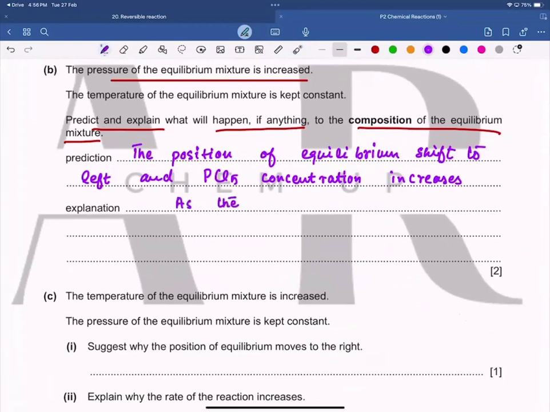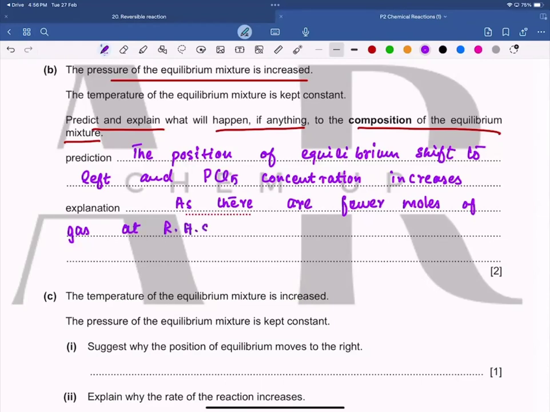As there are fewer moles of gas at the right-hand side, or reactant side, hence equilibrium shifts to the left. Is this clear to all of you?